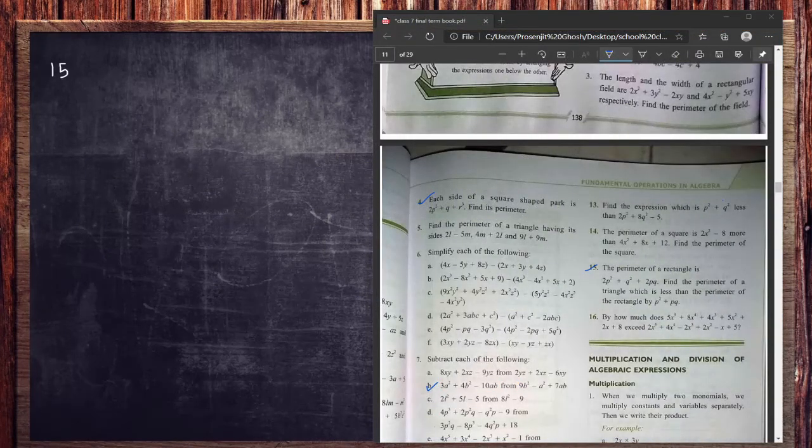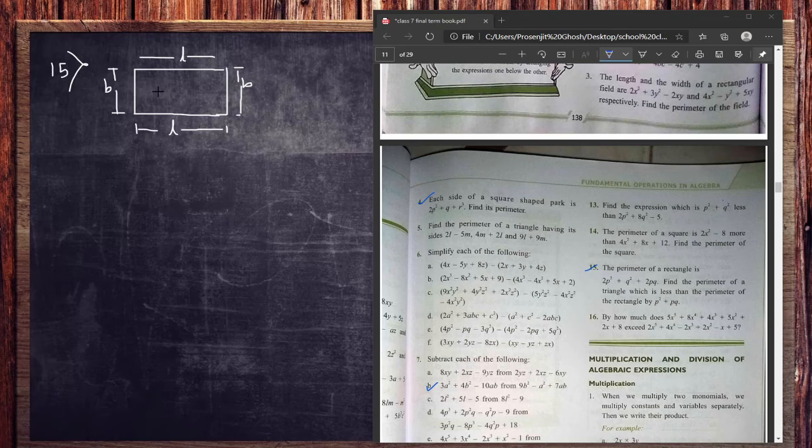Alright, in number 15, what you can see, the perimeter of a rectangle. This time we have a rectangular shape, and you all know that for a rectangular shape there are one length side and one breadth side. I just mark them as L and B. So we all know that opposite sides are similar in a rectangle and also with the same value. So these two are given like this.